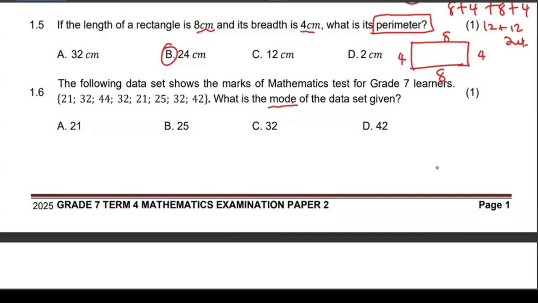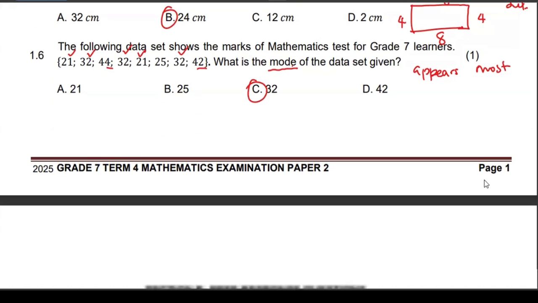So mode is basically the number that appears the most compared to the rest of the data. So we have one 21, we have two 21s, we have one 32, two 32s, three 32s, 42, 44, 25. So 32 becomes the mode because it is appearing 3 times compared to the rest of the information.